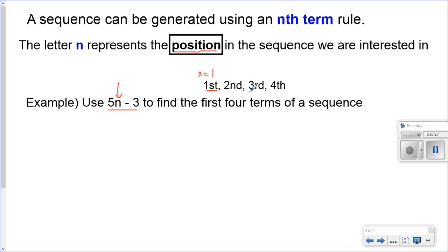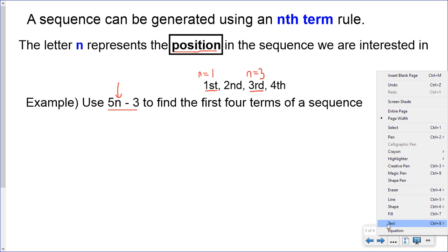If I move along, let's have a look at the third term. What do you think that would mean? That means that n has got to be replaced with the value of 3. Our second term, n is replaced with 2. Our fourth term, n is replaced with 4. So let's get into working out the first 4 terms of our sequence.